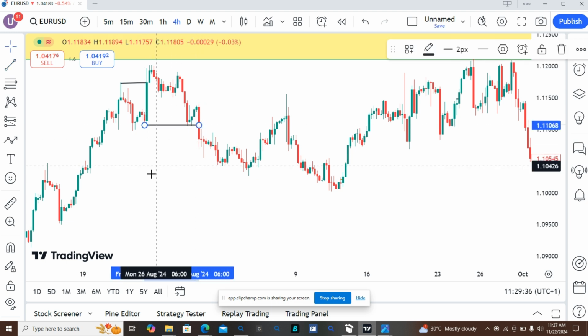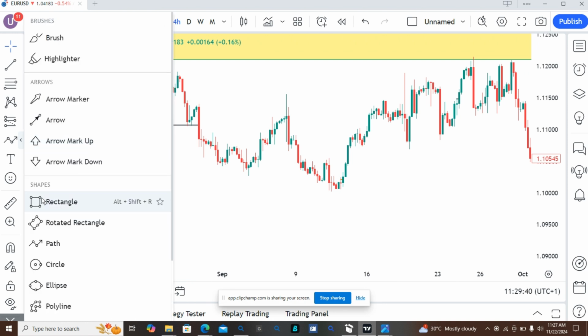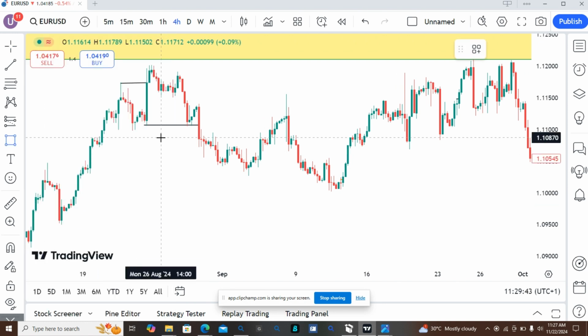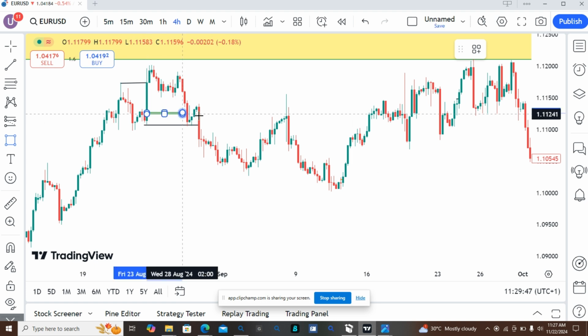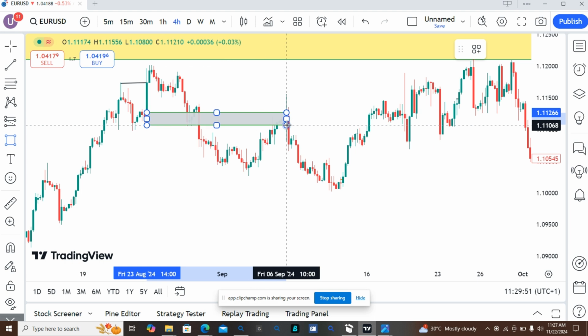All you need to do is just highlight the failed order block, which will now become your breaker block. This is your failed order block. You highlight it, and shift it towards this side.